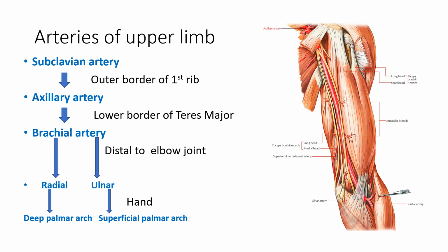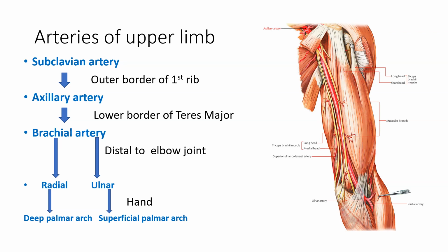You can have a quick glimpse of the arteries of the upper limb. The subclavian artery on the right side originates from the brachiocephalic trunk, whereas on the left side it arises directly from the arch of aorta, and it has three parts. At the outer border of the first rib, the third part of the subclavian artery continues as the axillary artery, which has three parts, and at the lower border of the teres major muscle, the axillary artery continues as the brachial artery.